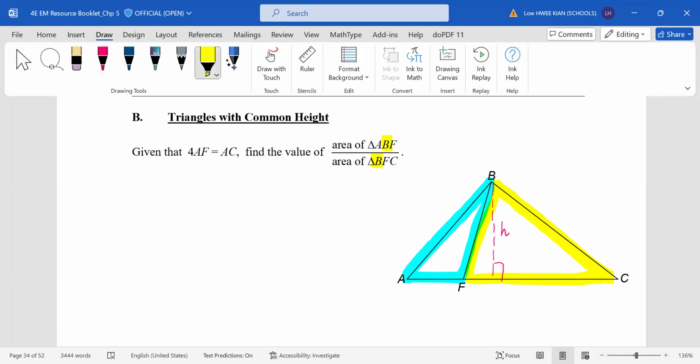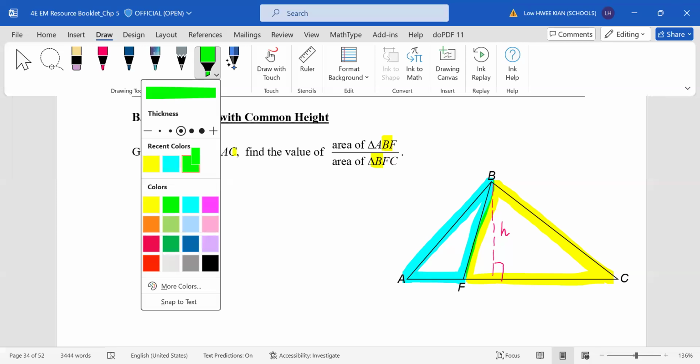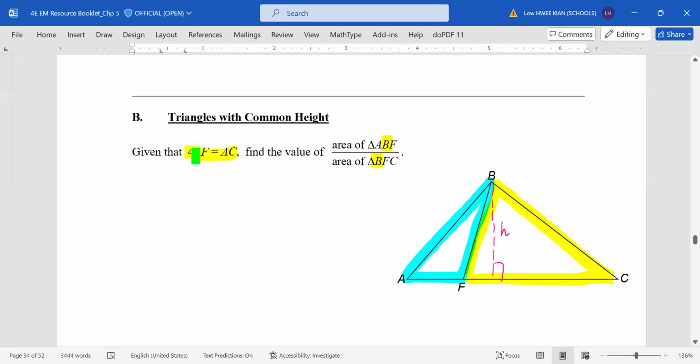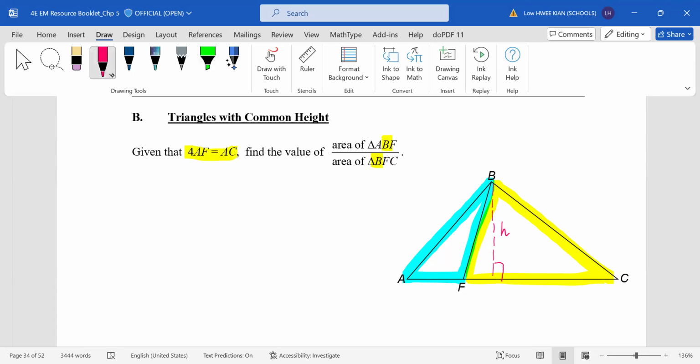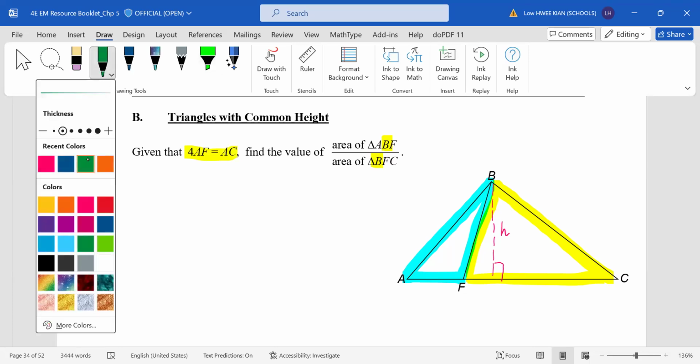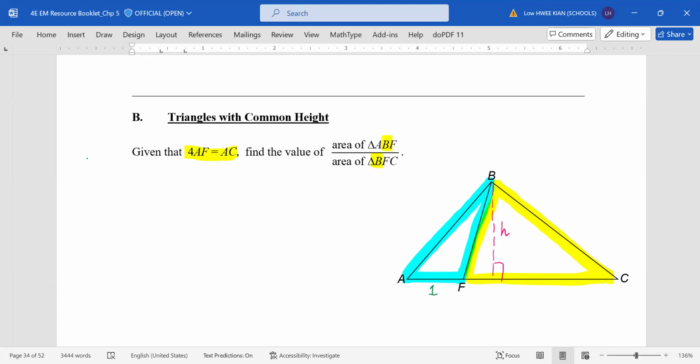Then the next thing that we want to pay attention to is the given ratio. You can see here that 4 times AF is equal to AC. So if I translate it into the ratio on the diagram, AC is 4 times AF. That means AF here is 1 unit. If AC in total is 4 units, then FC, the yellow triangle's side, is 3 units.